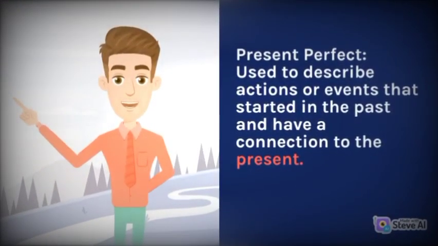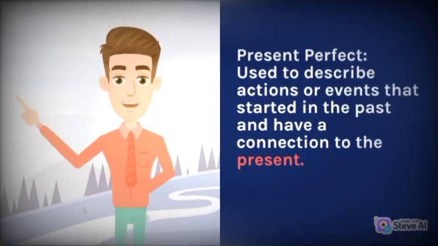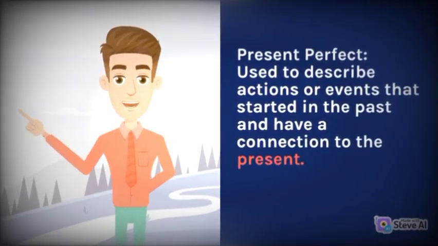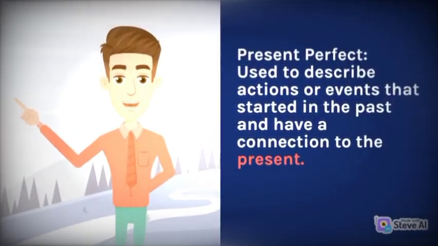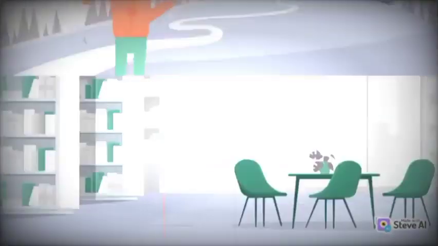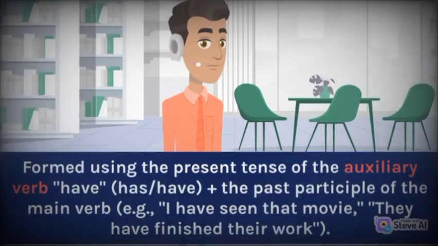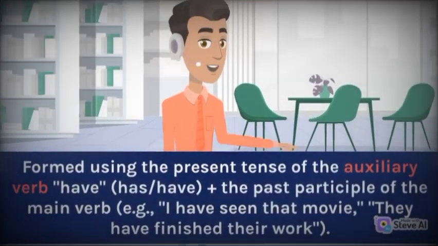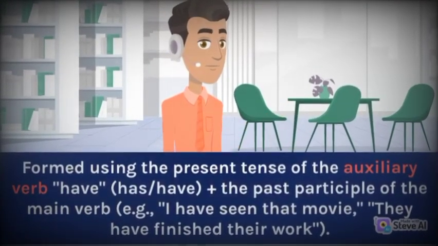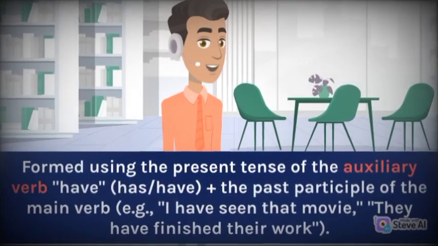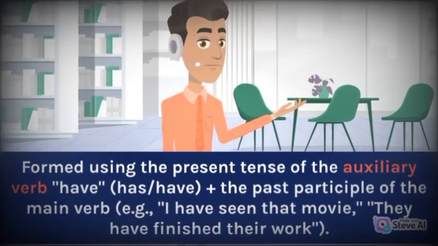Present perfect. Used to describe actions or events that started in the past and have a connection to the present. Formed using the present tense of the auxiliary verb have, has/have, plus the past participle of the main verb. For example, I have seen that movie. They have finished their work.